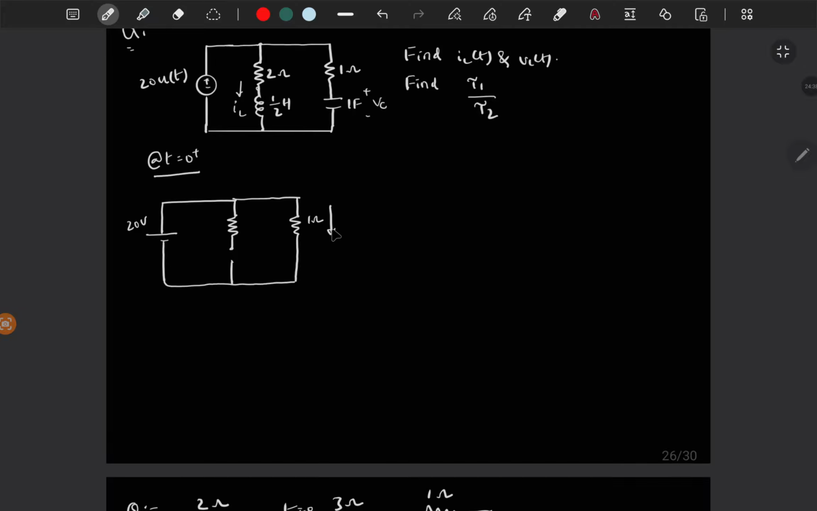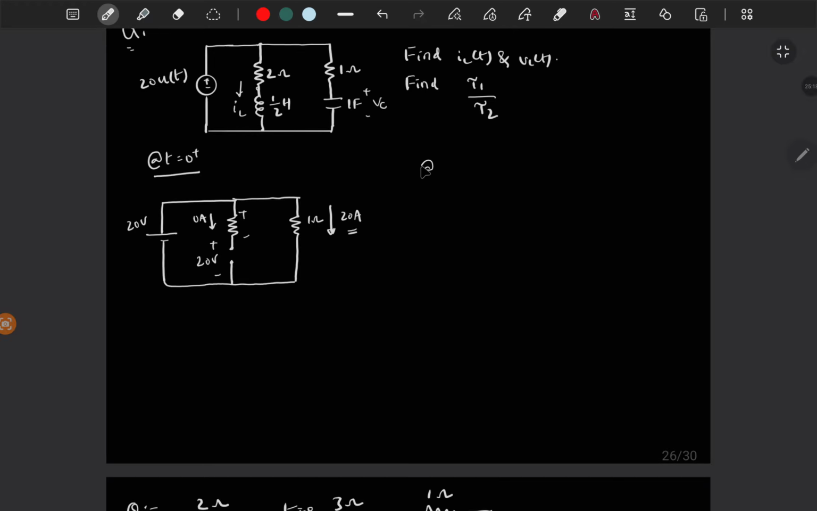So what is the current flow through the capacitor at t is equal to 0 plus, which is 20 amps? And what is the voltage across the inductor at t is equal to 0 plus, which is 20 volts? Because there is no current through this branch, so the drop is 0. So this voltage is 20 volts. So if 20 amps of current is flowing through the capacitor, then the capacitor starts charging. Similarly, if there is some finite voltage across the inductor, then the inductor starts charging.